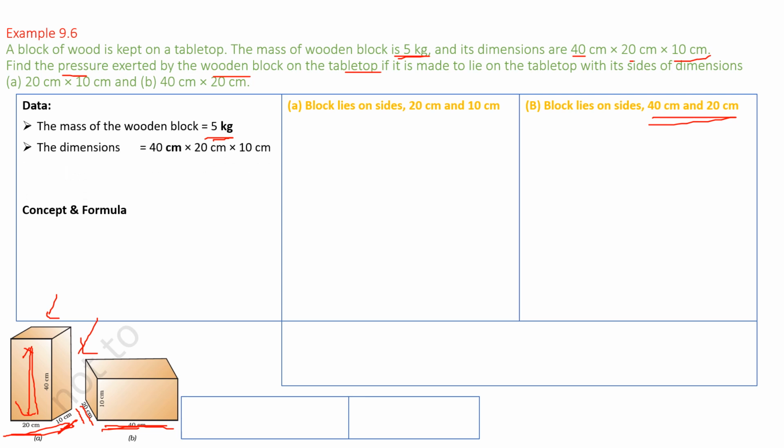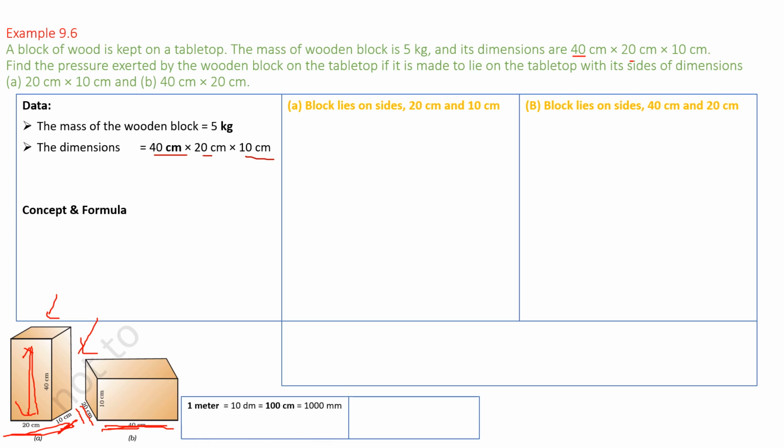What are the dimensions? You know that, right? So, what are the dimensions here? 40 centimeter, 20 centimeter, 10 centimeter. Volume is a multiplication of that. The dimensions are given, three sides, right? 40, 20, and 10, all measured in centimeters.